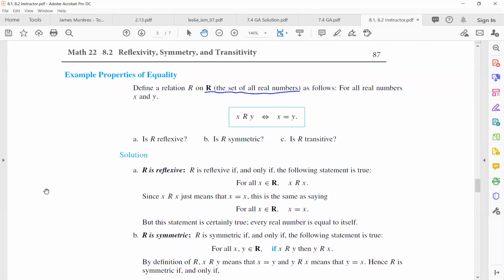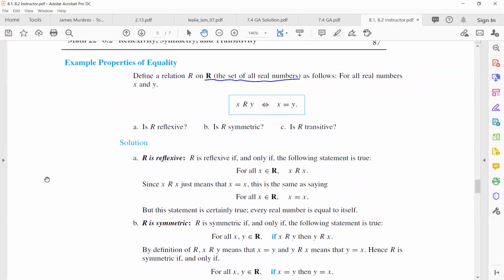First of all, this relation is reflexive. Why is that? Any number is equal to itself. So for any random real number x, x is equal to x. 1 is equal to 1, 2 is equal to 2, 3 is equal to 3, and so on. So the first condition is met.